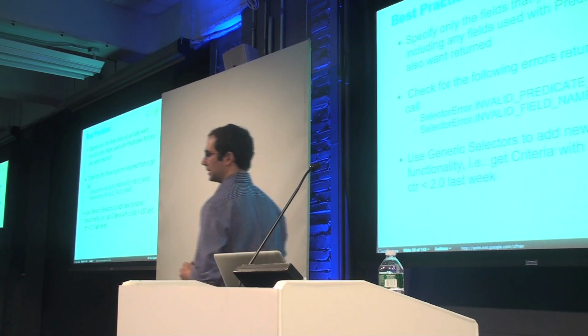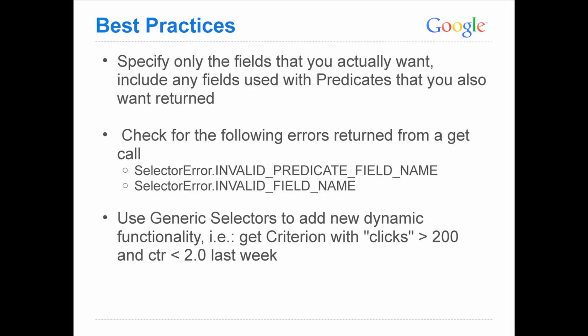All right, so what are some best practices? First of all, specify only the fields you actually want. Don't try to imitate the select star functionality of the previous version. It defeats the purpose, and you'll always be playing catch up as we modify the objects. These are the two errors you will most commonly see with generic selectors, the invalid field name and the invalid predicate field name, which are pretty self-explanatory. You give us a string that we don't know how to handle, we'll give you back this error.